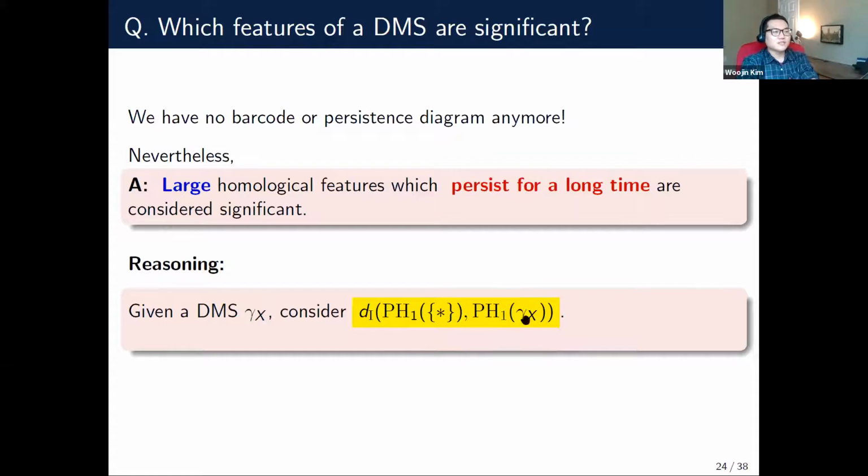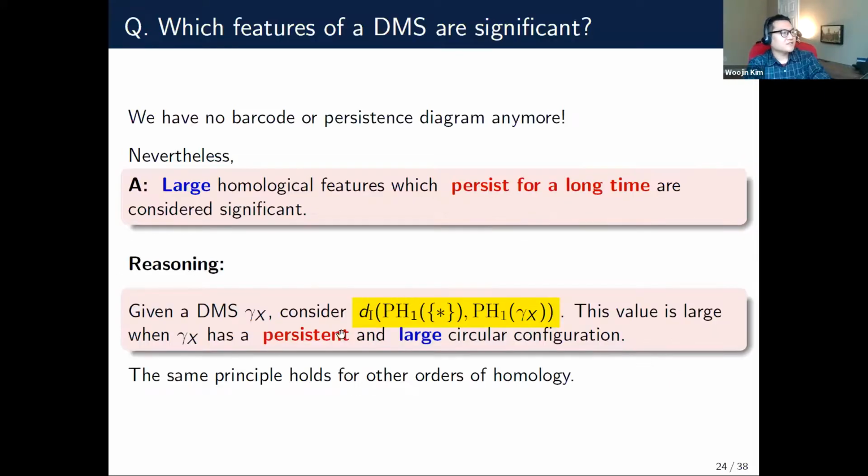Therefore, the value in this yellow box can be regarded as some sort of norm of the first homology of gamma X. And it is not difficult to check that this value can be large only when gamma X contains a large circular configuration which persists for a long time. That's why I said that these large homological features which persist for a long time are considered significant. And the same principle holds for other orders of homology.